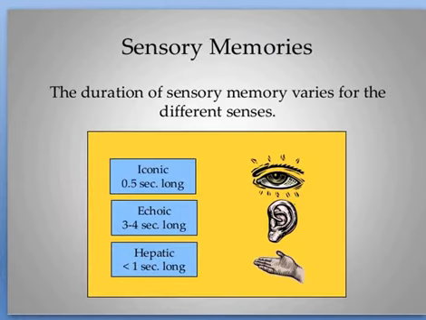The duration of sensory memory varies for the different senses. Iconic means when you see something with your eyes. Echoic is when you hear something, and haptic is when you touch something. The timing is also here: 0.5 second for iconic, 3 to 4 seconds for echoic. Haptic means 1 second long.